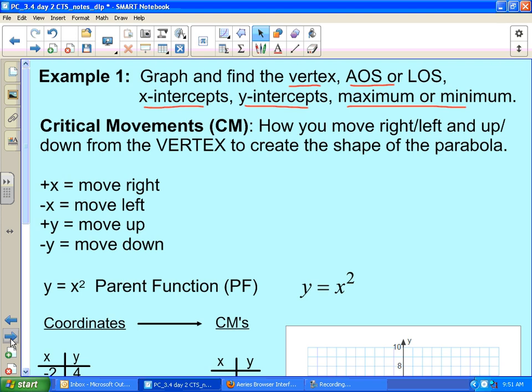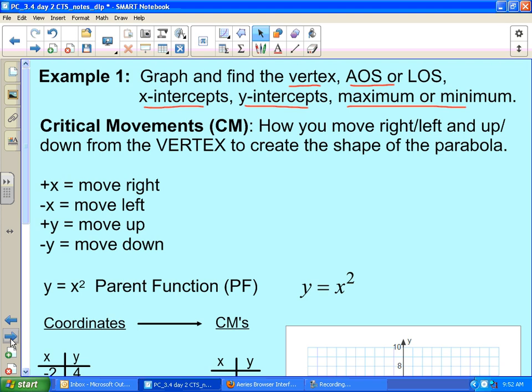So, let's see. How many of you had Algebra 2 with Lockray? Anyone have Stedman? Stedman, talk about critical movements. Okay. Is there anyone who is not familiar with that? Oh, all right. A few of you aren't.